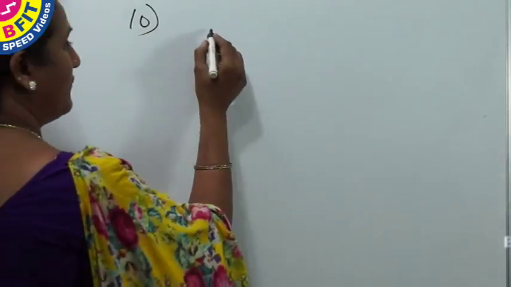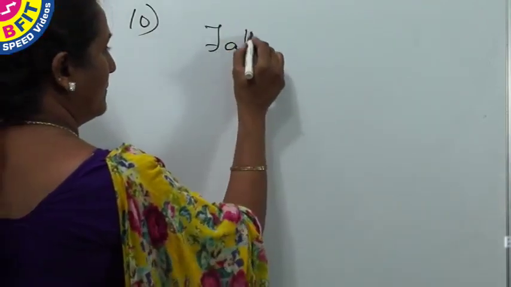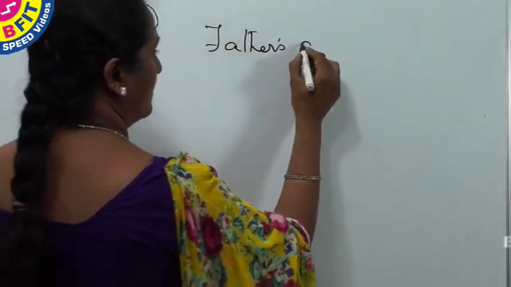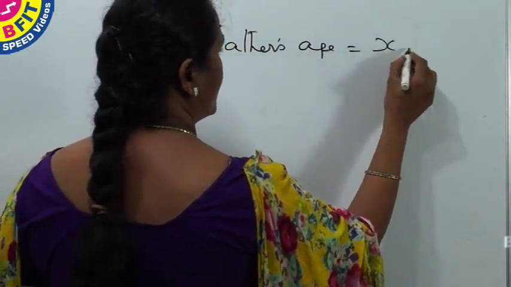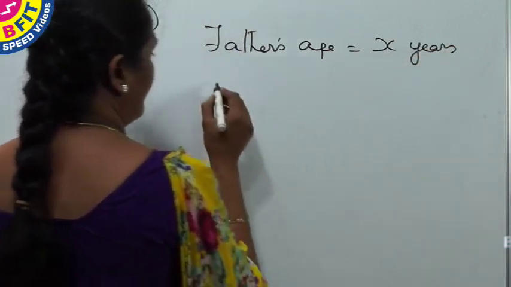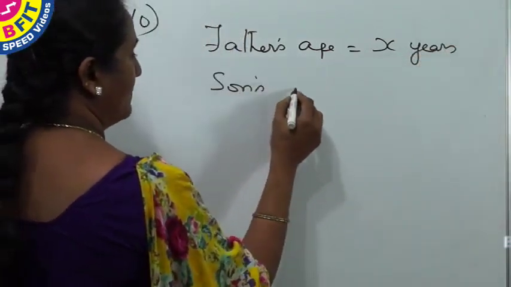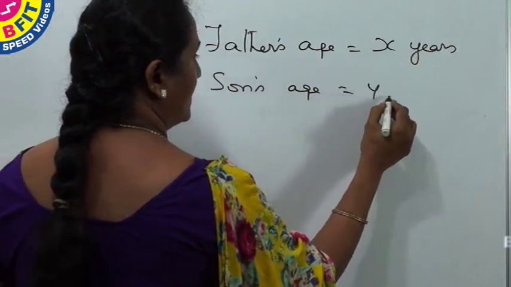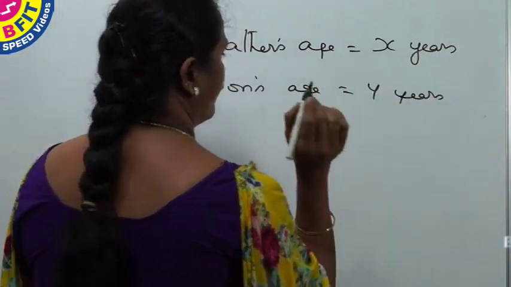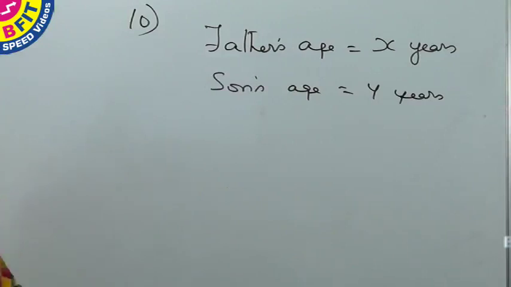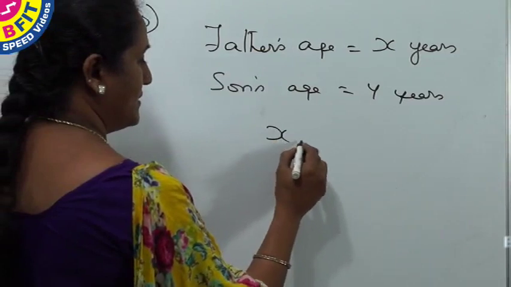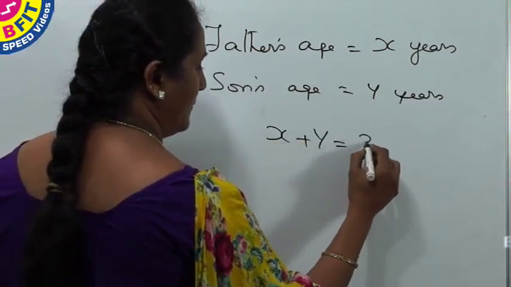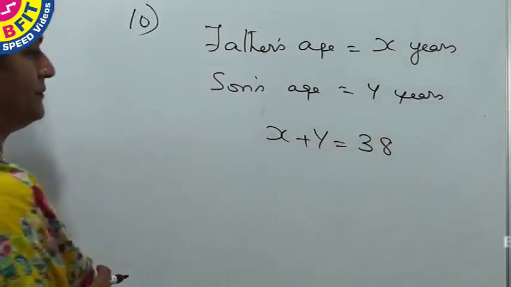So the sum of the present ages of father and son is given as 38. We'll take father's age equal to X years and son's age equal to Y years. So father's present age is X years and son's present age is Y years, and the sum of their ages is given as X plus Y equal to 38.